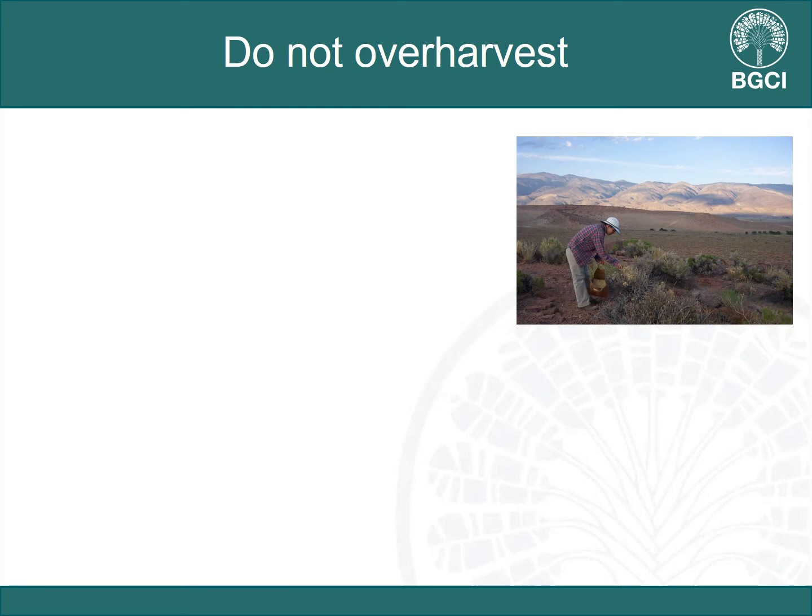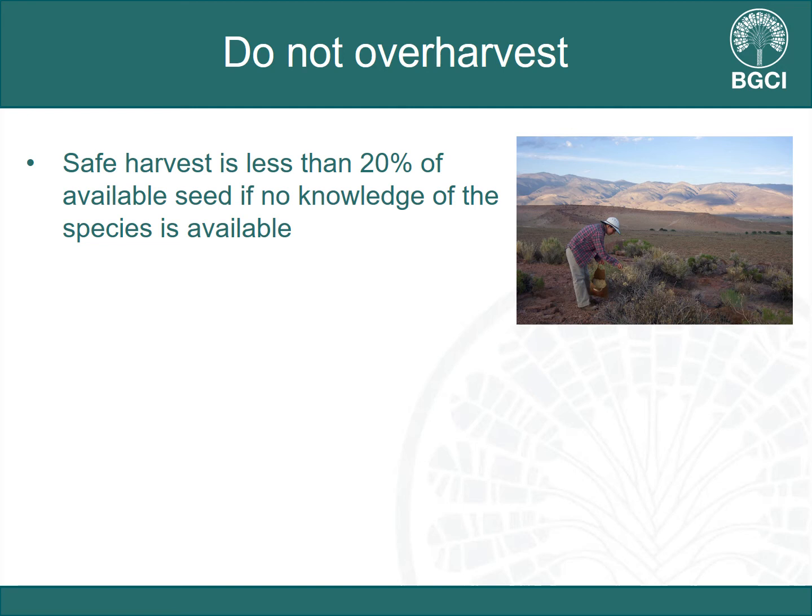It is important to leave enough seed in the population for natural regeneration and for forage for wildlife that might depend on that seed. A typical safe minimum is to take no more than 20% of the seed available in a population at a given time.